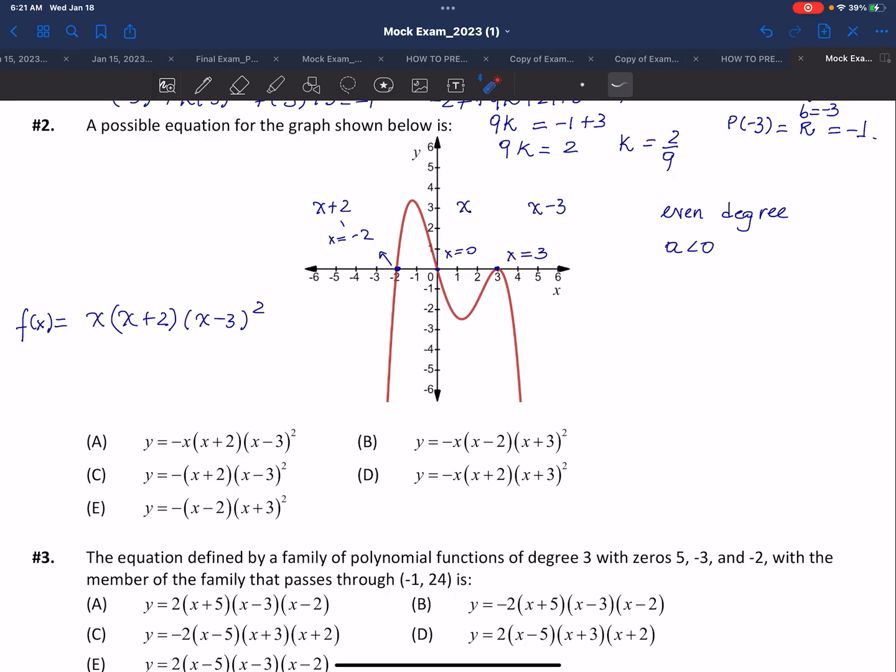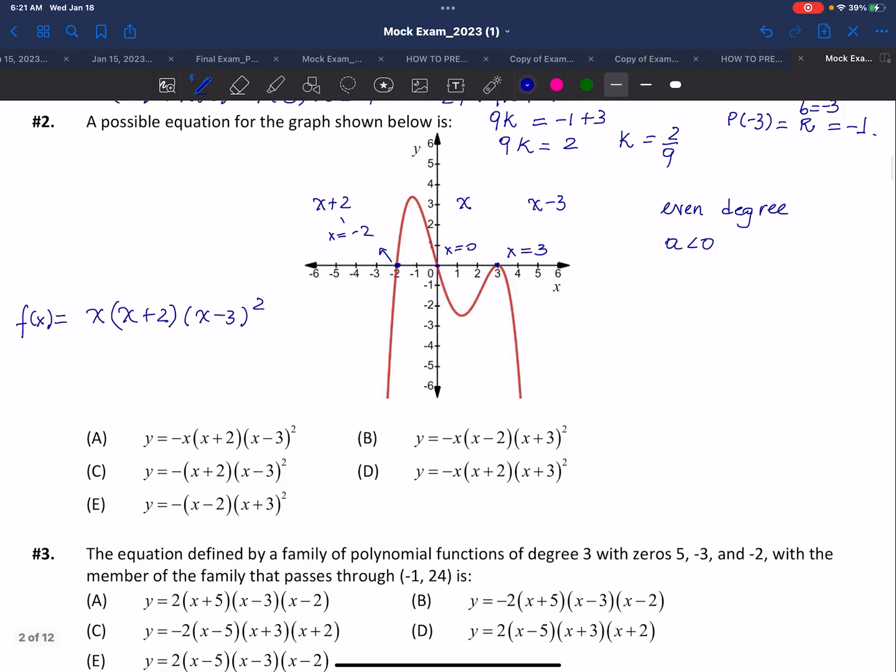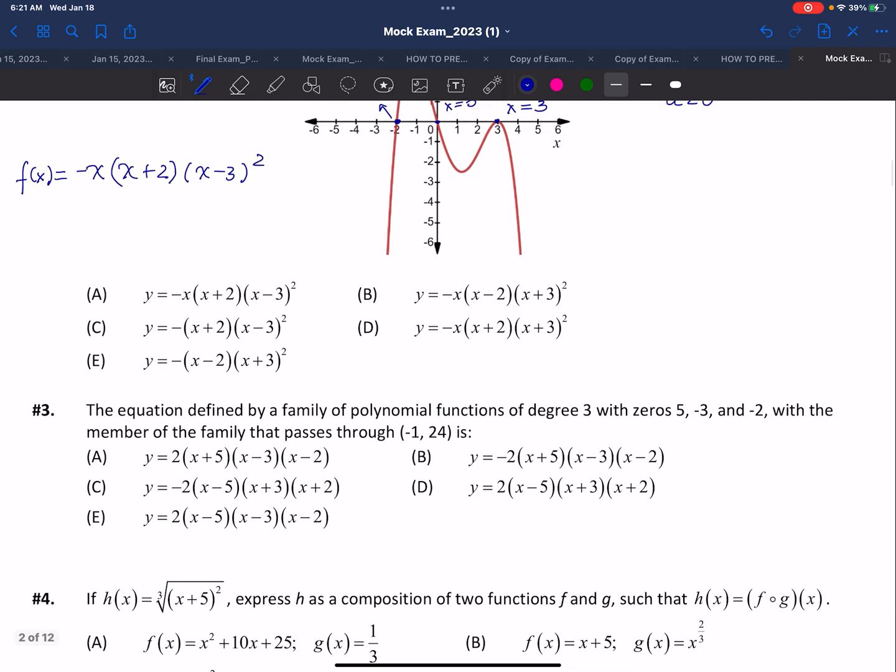And wait a second, one last thing. We said that this would be opening down, which makes the coefficient a negative. So let's take a look at all the options. Here we have negative x, x plus 2, x minus 3 squared. It seems that option A fits the equation that we just found. However, you want to revisit every single option because sometimes they seem very similar, but they're different in the meantime.